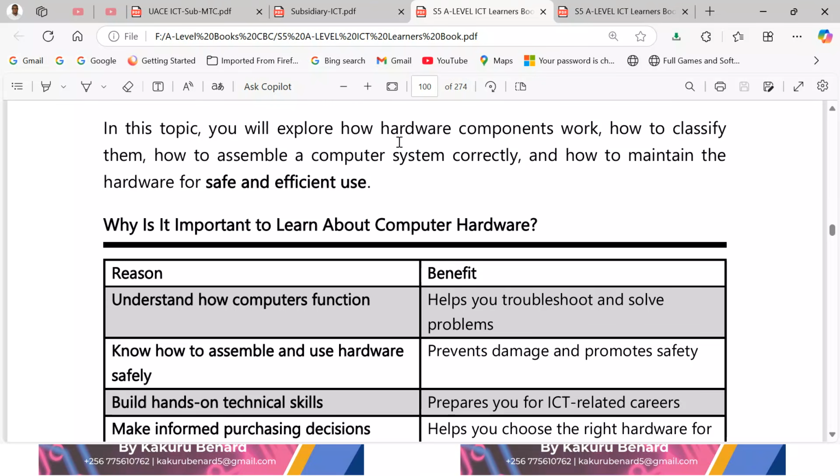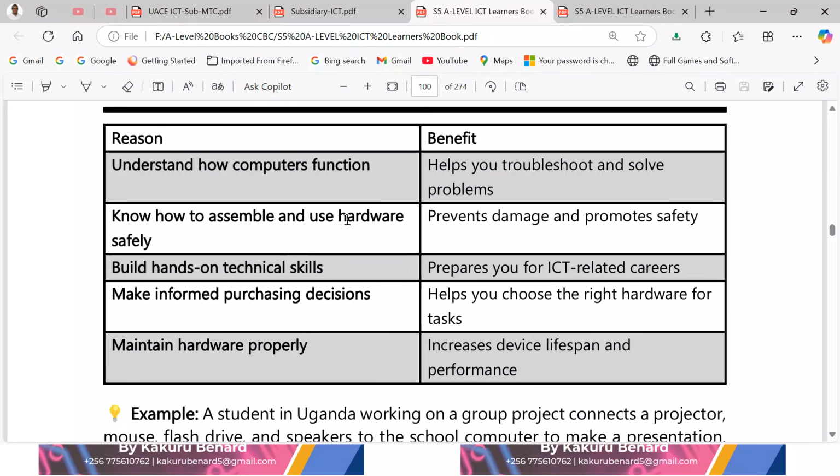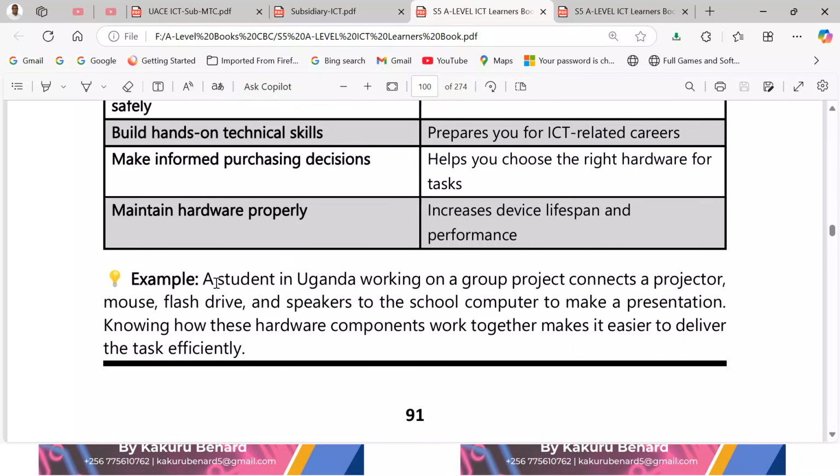By the end of this topic, you will explore how hardware components work, how to classify them, how to assemble a computer correctly, and how to maintain hardware for safe and efficient use. Why should you learn about computer hardware? Here I give some of the reasons and benefits. For example, a student in Uganda working on a group project connects a projector, mouse, flash drive, and speakers to the school computer to make a presentation. Knowing how these hardware components work together makes it easier to deliver the task efficiently.